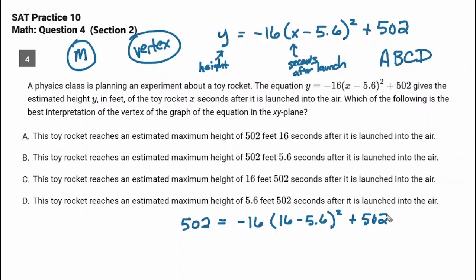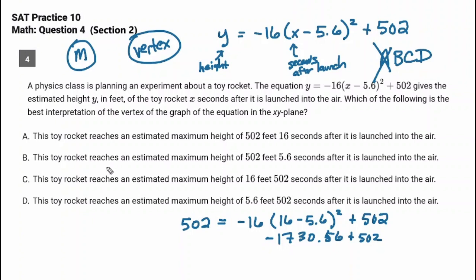16 minus 5.6, that's 10.4. You square it. You're going to get 108.16. You're going to multiply that by negative 16. And you're going to get negative 1730.56 plus 502. And you should be able to see that that's not going to equal 502. So A is gone. All right, let's look at B.